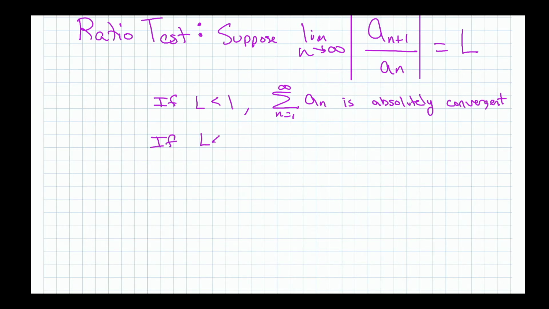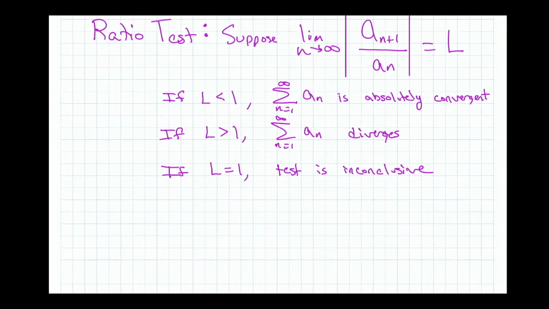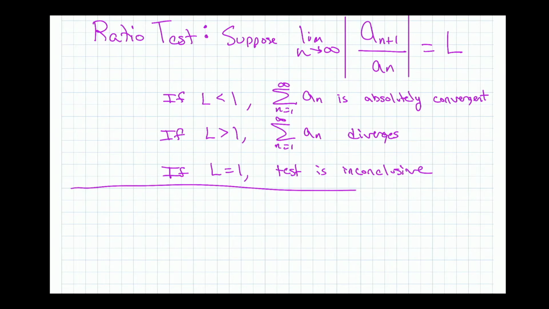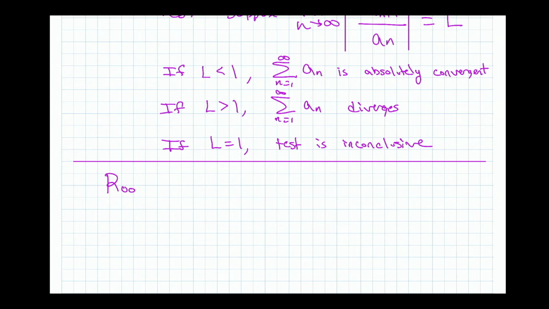If L is greater than 1, the series just diverges. And if L equals 1, then the test didn't work. The test is inconclusive, and you have to do another test. All right? That's the ratio test. Now the root test, which we're also going to write here so it's down on paper.